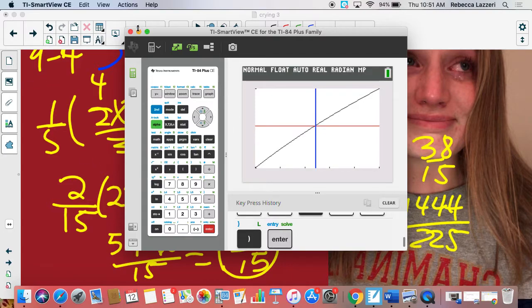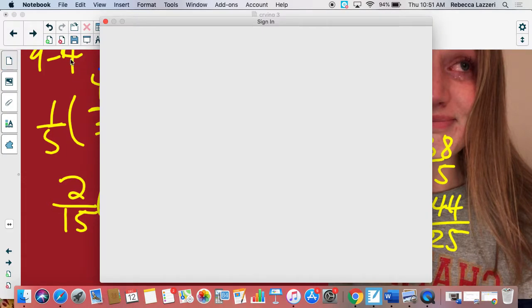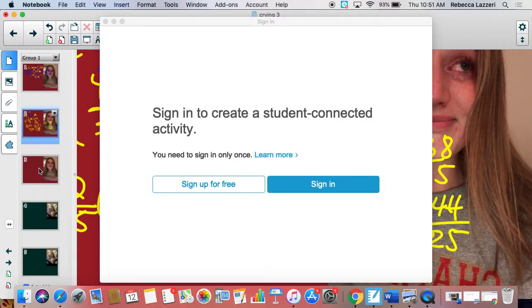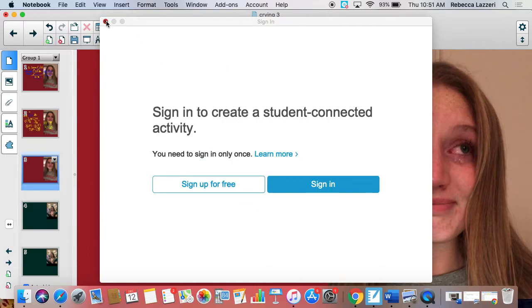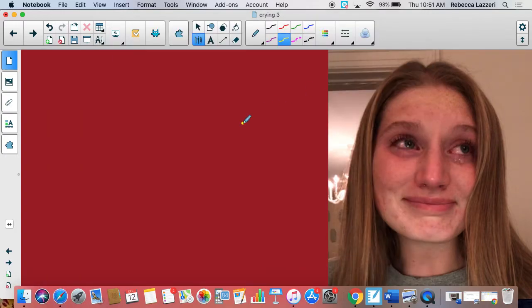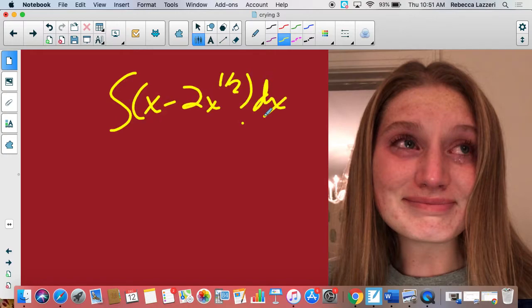Now, any other homework questions that you didn't figure out on your own? Can we do 48? Let's look at 48. I got a square root of something you can't take the square root of. All right, 48 is the integral of x minus 2 root x, and I'm going from 0 to 2.